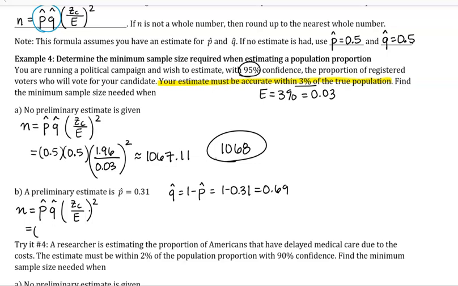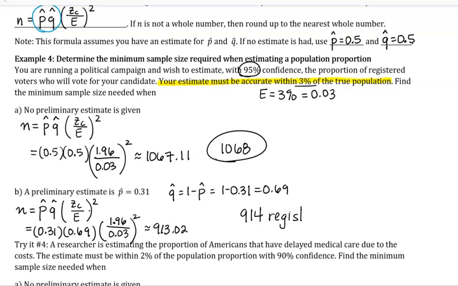So P hat was 0.31. Q hat was 0.69. The critical value is still 1.96. We're still working with a 95% confidence level. And our margin of error is still 3%, which is 0.03. And we still need to square that last set of parentheses. To see, here we get approximately 913.02. So if I have this preliminary estimate of 0.31, then I know I will need at least 914.